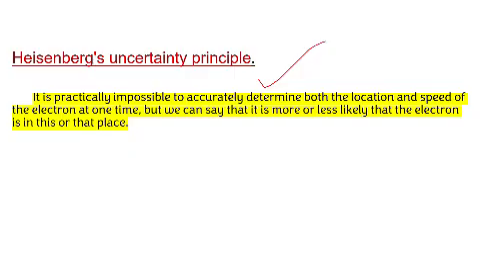What does Heisenberg's uncertainty principle state? It states that it is practically impossible to determine both the location and the speed of the electron. By the way, I can say speed or velocity. No one can practically determine the speed and location, or the velocity and location, of the electron, and this is the uncertainty principle, which was proposed by Heisenberg in the modern atomic theory.